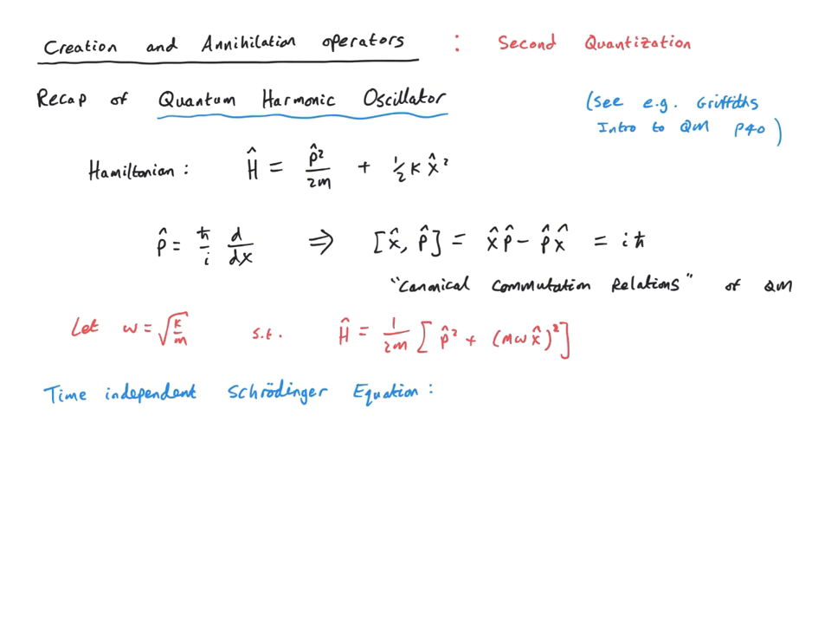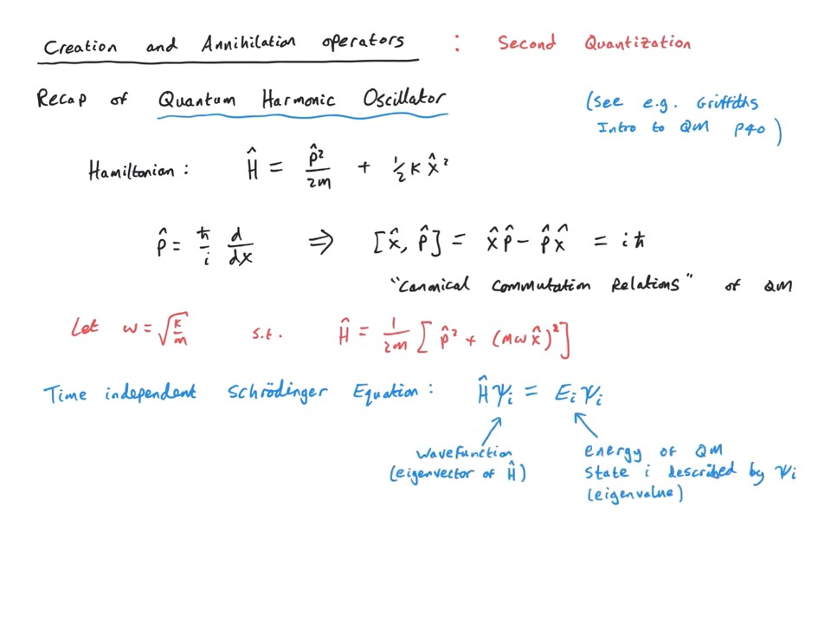We can now write down the Schrödinger equation. Here I'll just use the time-independent Schrödinger equation to get the static quantities. We say that the Hamiltonian acting upon a wave function psi_i gives us the wave function psi_i back again, times the corresponding energy E_i. This is an eigenvector equation. The wave function psi_i here is the eigenvector, and the energy is the corresponding eigenvalue.